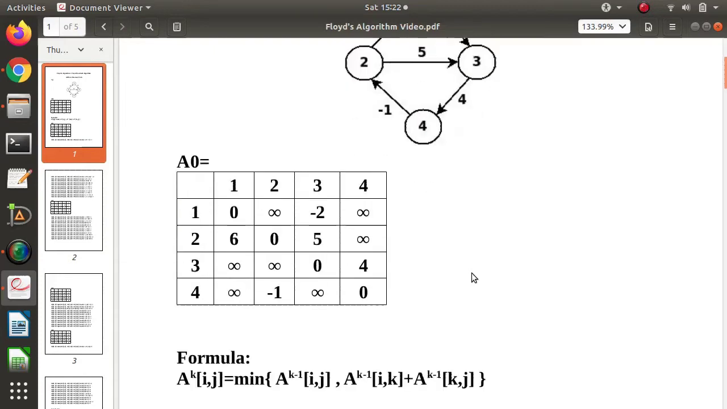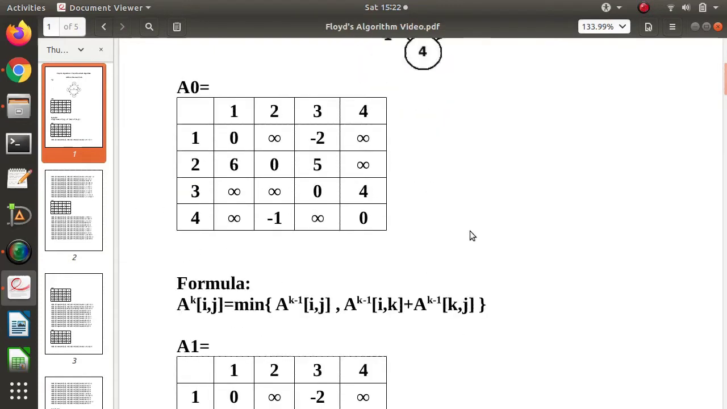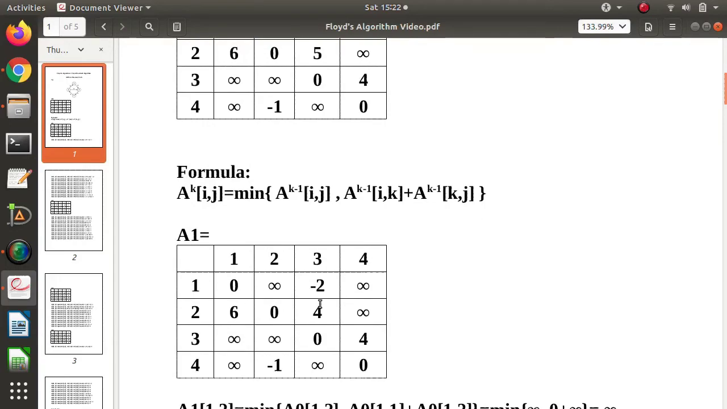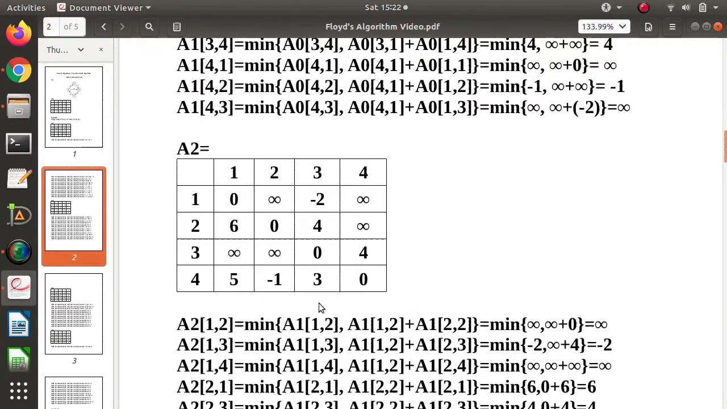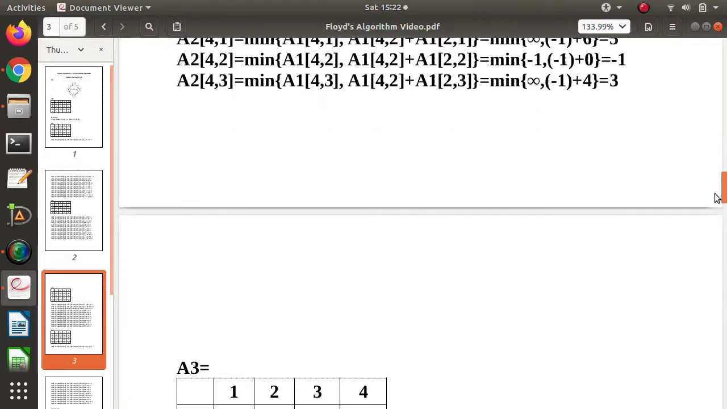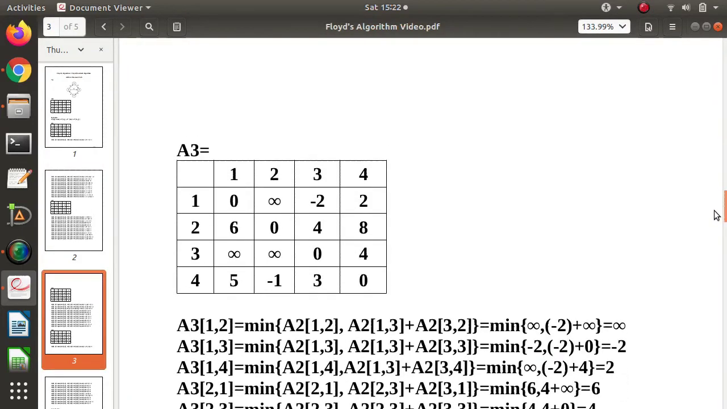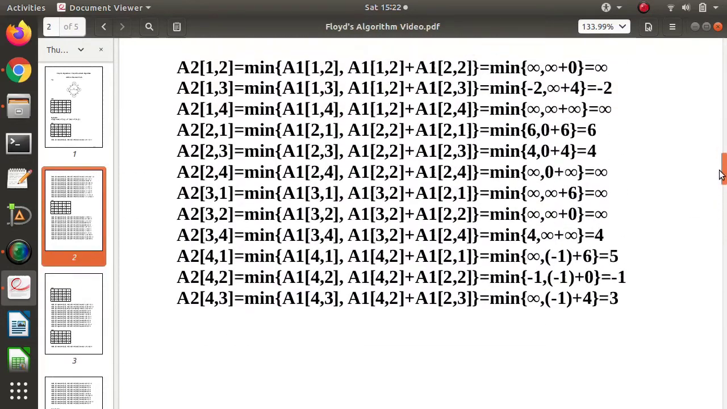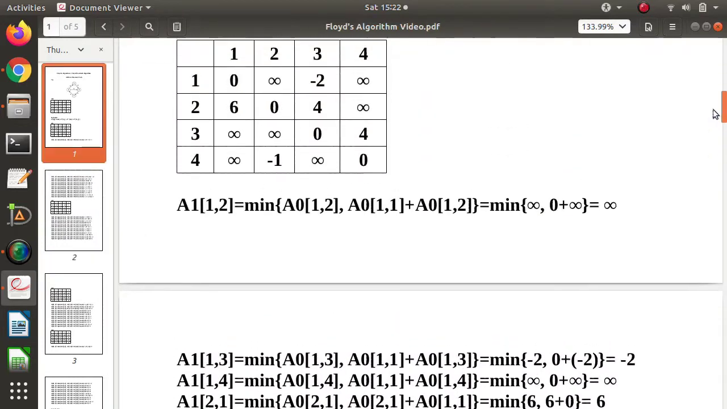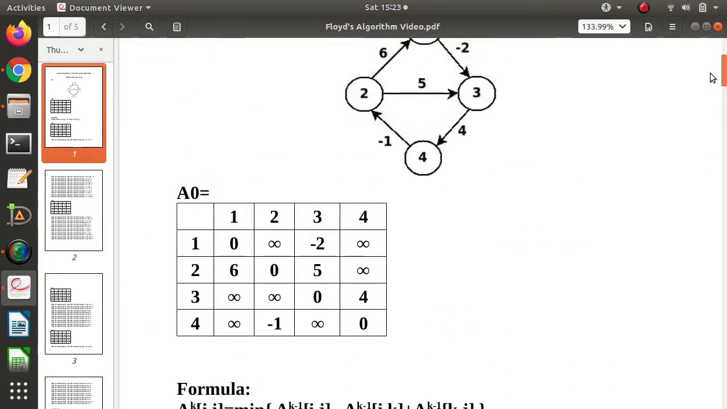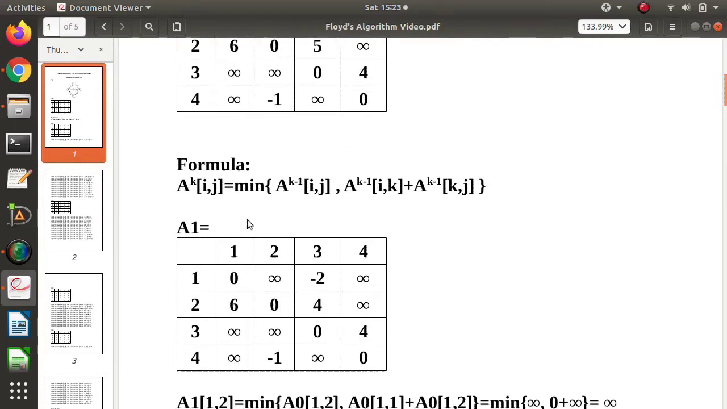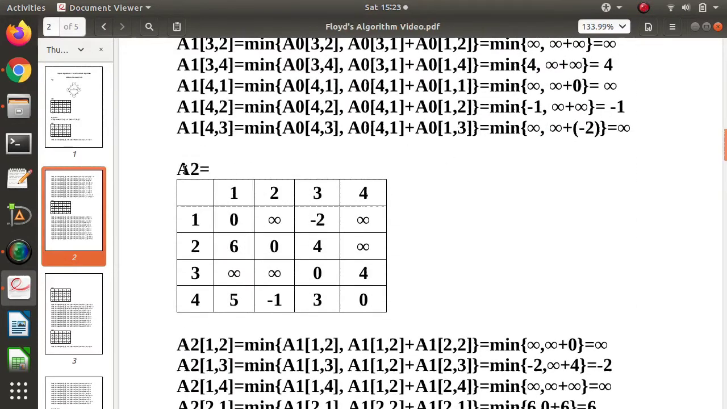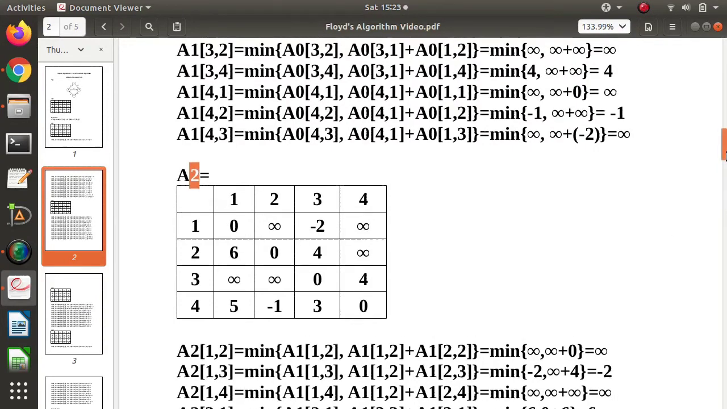Now see, from the A0 matrix we find the A1 matrix, from the A1 matrix we find the A2 matrix, from the A2 matrix we find the A3 matrix, and from the A3 matrix we find the A4 matrix. Now we'll see how the values for these matrices are calculated. Now look at this. What do you mean by this A1, A2, A3, A4? These 1, 2, 3, 4 are the nodes, the graph nodes.